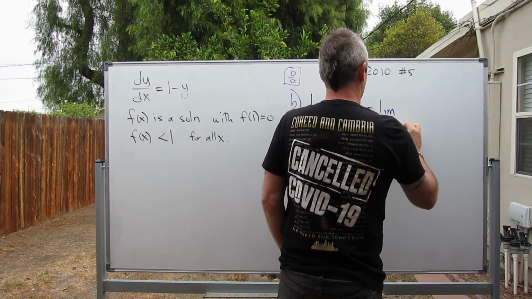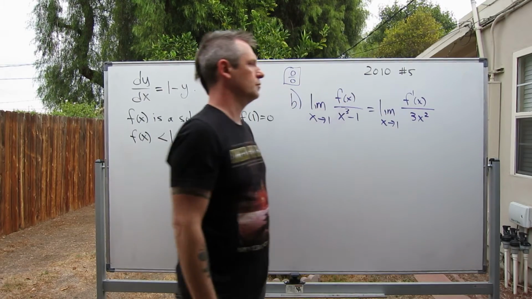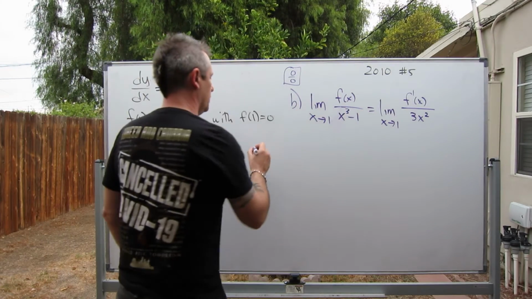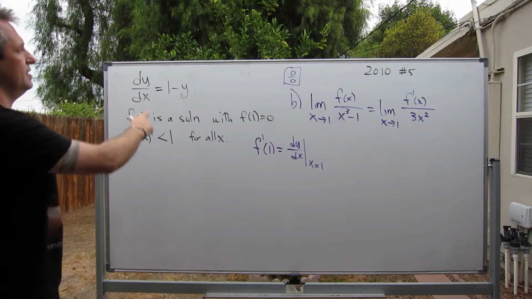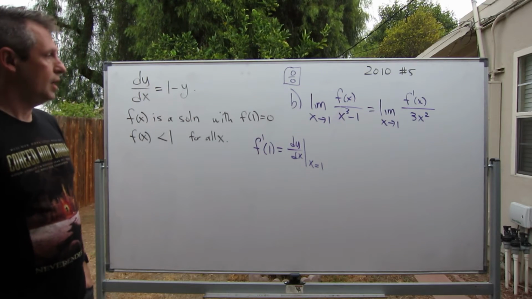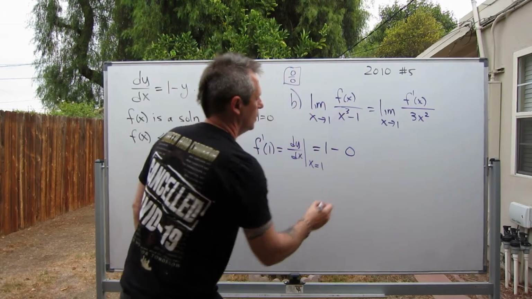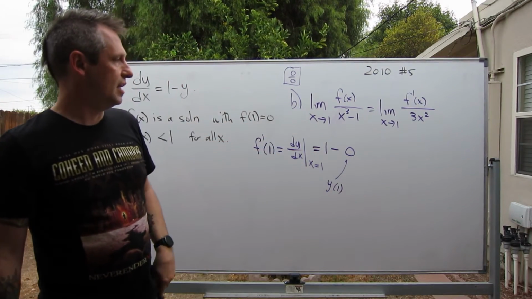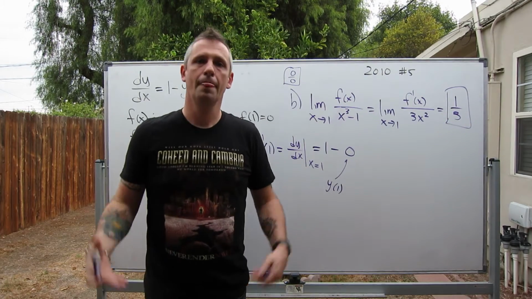So this is therefore the limit as x goes to 1 of f prime of x over 3x squared. I can now try plugging in 1 again. So f prime of 1, note that f prime of 1 is dy/dx at x equals 1. And dy/dx at x equals 1 is 1 minus whatever y is when x equals 1. And what is y when x equals 1? It turns out that it's 0. So this is 1 minus 0. Remember, we know that f of 1 is 0, so that's going to end up being 1. And so in the numerator here we have 1, and in the denominator we have 3, and the answer is therefore 1/3, and that's my final answer.